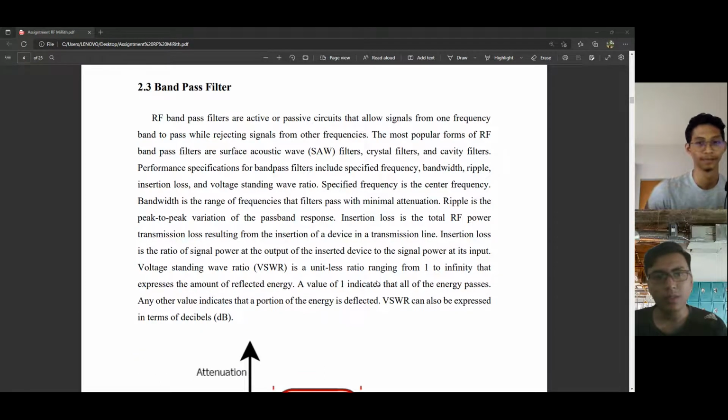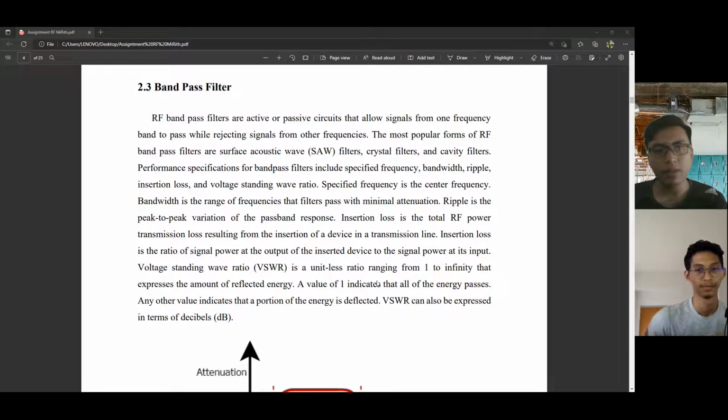So, start with bandpass filter. RF bandpass filters are active or passive circuits that allow signals from one frequency band to pass while rejecting signals from other frequencies. The most popular forms of RF bandpass filter are surface acoustic wave (SAW) filters, crystal filters, and cavity filters. The specification of a bandpass filter includes frequency, bandwidth, ripple, insertion loss, and voltage standing wave ratio.